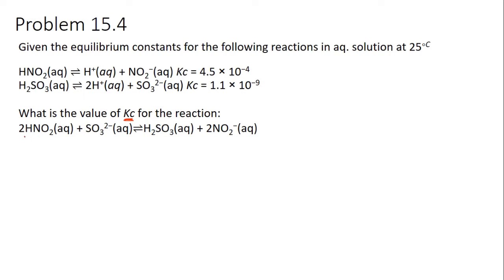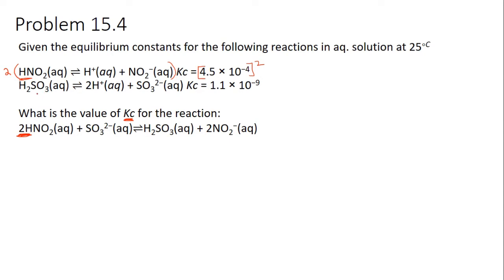And if we look in the product, we need to have 2 molecules of nitrous acid. And in this reaction, we only have 1. So as a result, we need to multiply the whole reaction by 2. And when we multiply a reaction by 2, we go on and square the equilibrium expression.